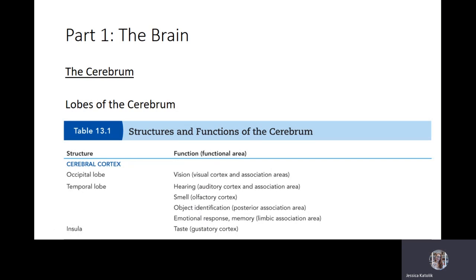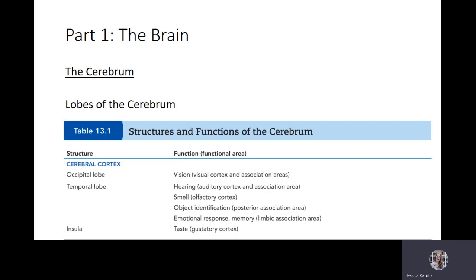So the parietal lobe is for somatosensory information, so it's like touch, proprioception, pressure, those sorts of things. The occipital lobe is dedicated for vision. The temporal lobe is dedicated for hearing and smell, in addition to these other functions. And the insula is dedicated to taste or gustation, which is like the fancy physiology term for it.